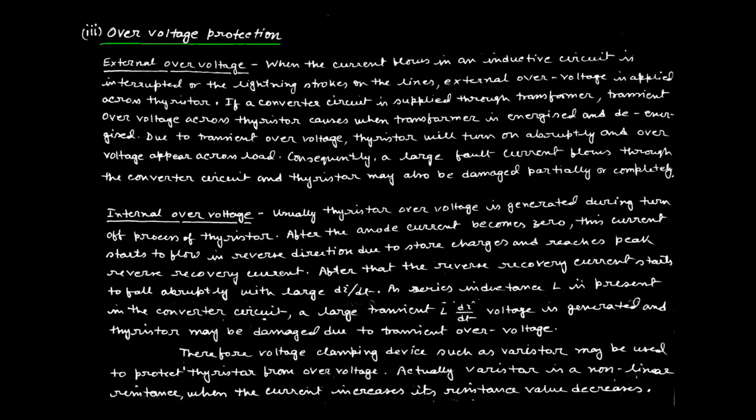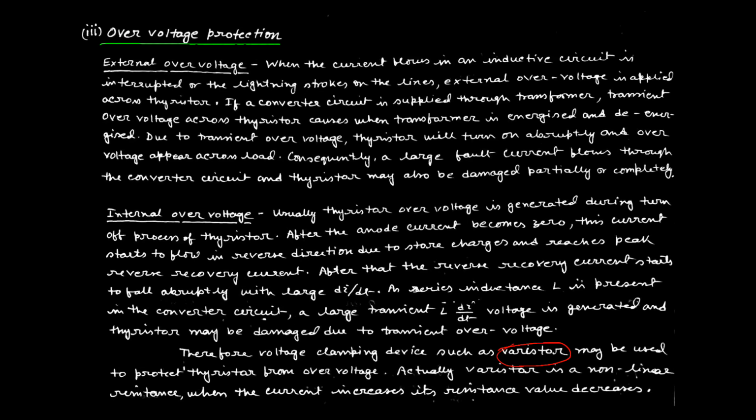So this is the protective device we normally use for overvoltage protection. That is why we can say, therefore, the voltage clamping device such as a varistor may be used to protect the thyristor from overvoltage. Actually, a varistor is a nonlinear resistance. That means when the current increases, its resistance value decreases, just opposite of a normal resistance. In case of a normal resistance, when the current increases, the resistivity will increase. In case of a nonlinear resistance like a varistor, when the current is increased, its resistivity decreases.